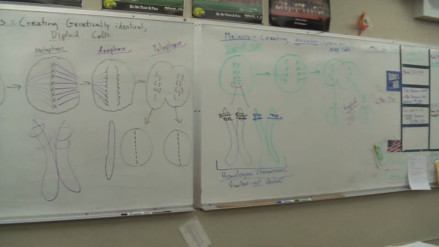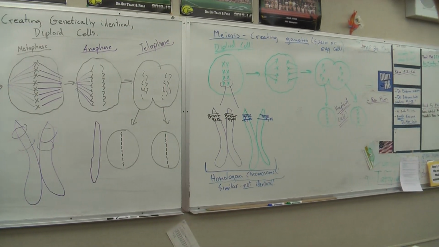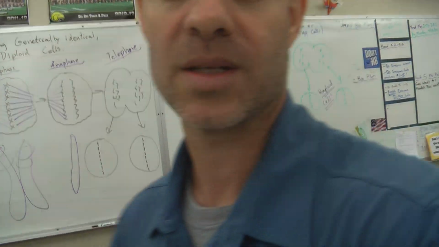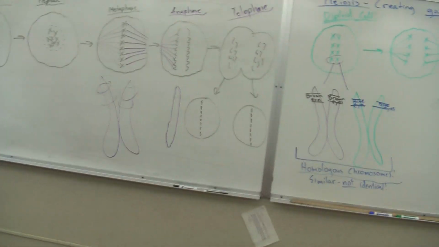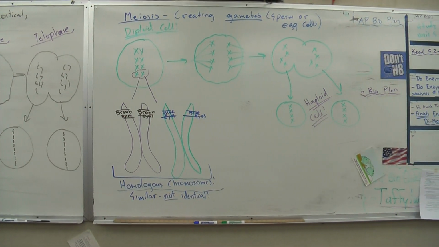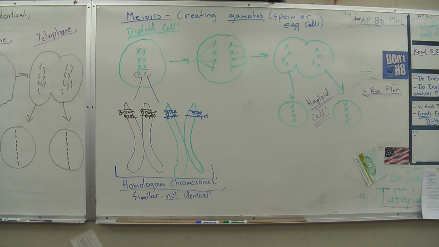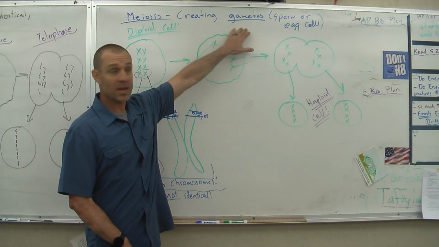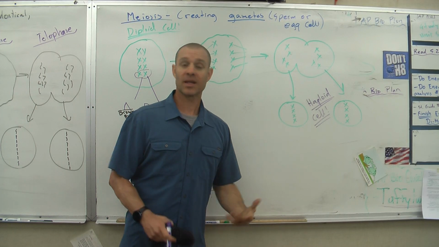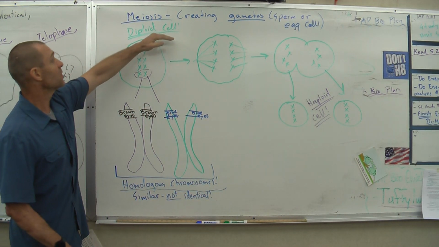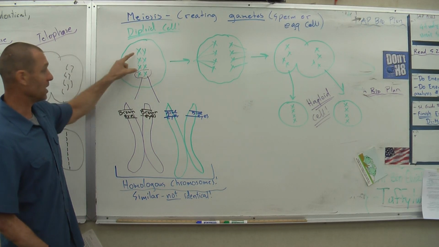I want to remind you of that process where we, actually, I'm just going to move over to this table. All right, where we go through the process of creating gametes, sperm and egg cells. And again, here we're not staying diploid. We're starting with a diploid cell with our 8 chromosomes.